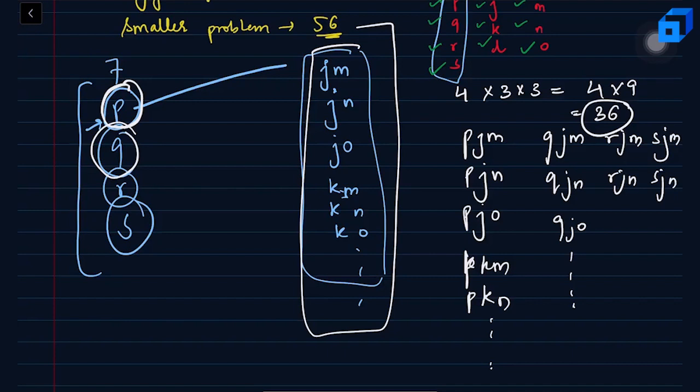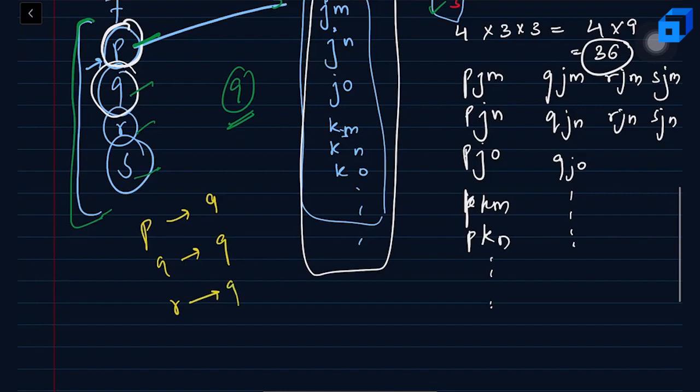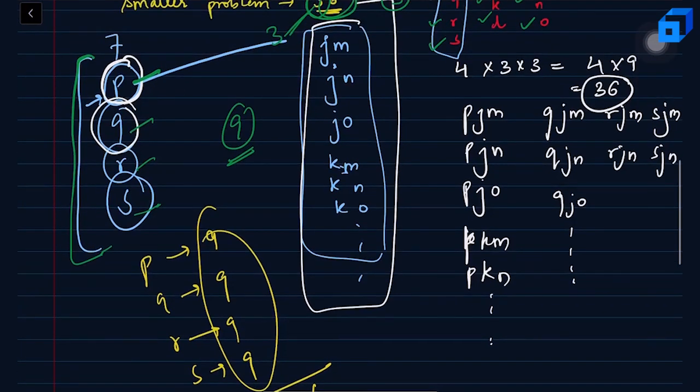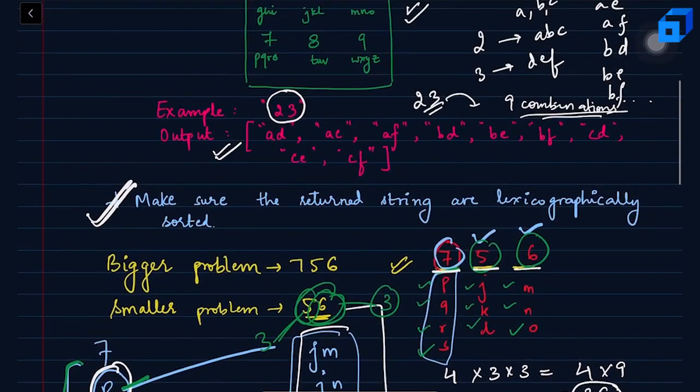You can verify the number of combinations by another procedure. For 5 and 6, I have 3 possibilities for 5 and 3 possibilities for 6, so the total is going to be 9. Now I have 4 possibilities for 7 and I am attaching each of those 4 possibilities one by one to all the combinations for 5 and 6. That is, P is going to be attached 9 times, Q 9 times, similarly for R and S. And the total number of combinations is going to be 36. So this is how we are using recursion, using the solution of the smaller problem to build the solution for the bigger problem. I hope the question is clear to you. Thank you.